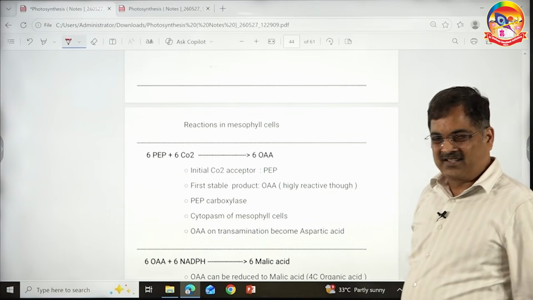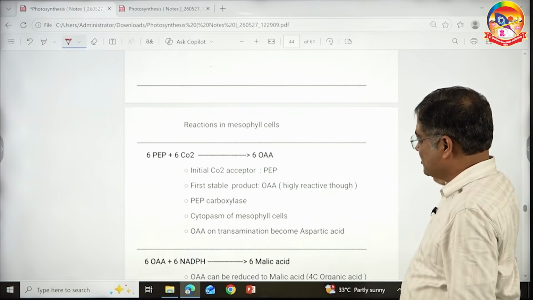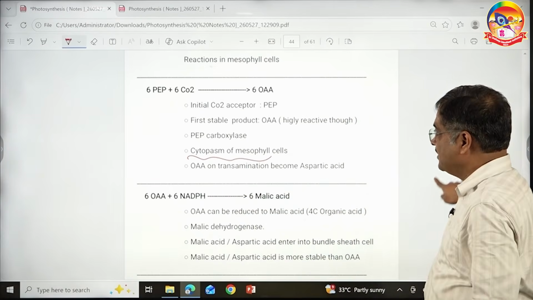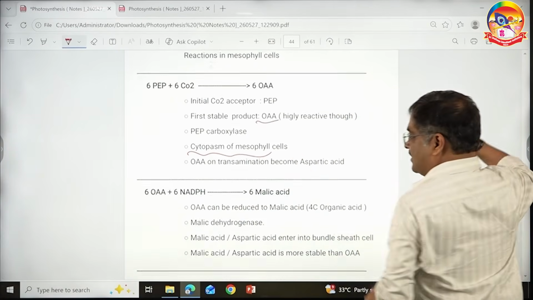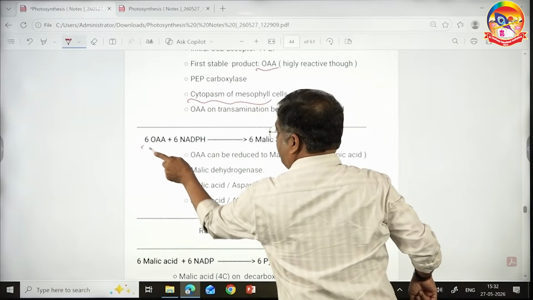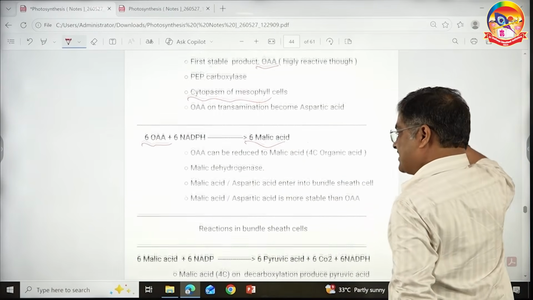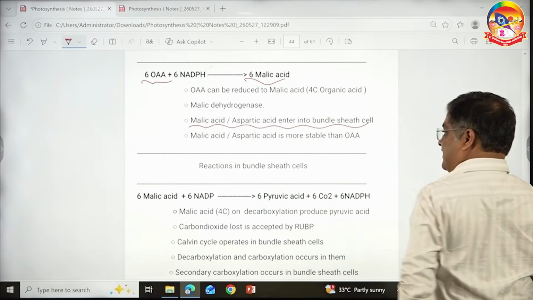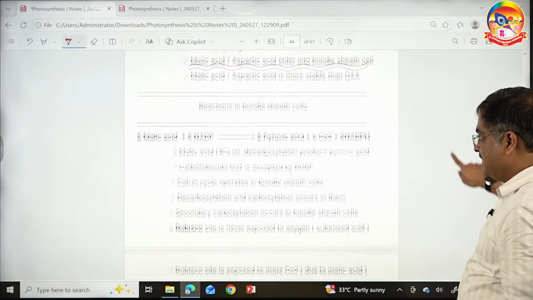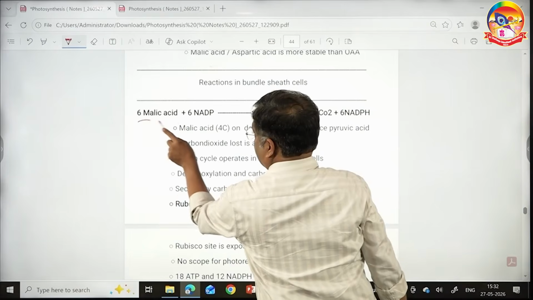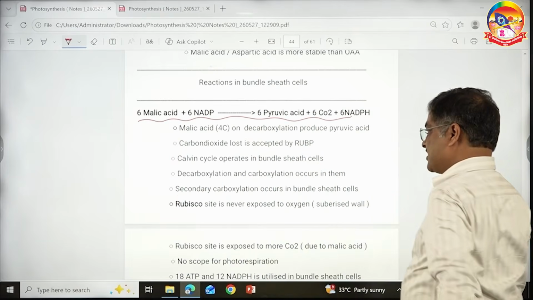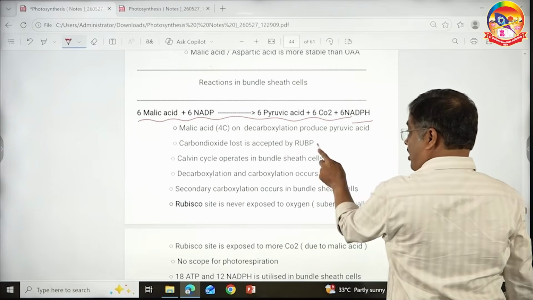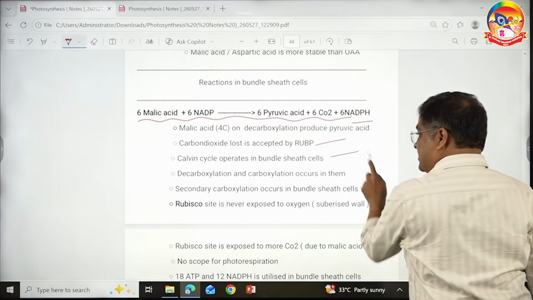I don't think all these reactions are needed. 6 PEP, 6 CO2, 6 oxaloacetic acid. Remember only one point, it occurs in cytoplasm of mesophyll. First stable product is this. And the 6 oxaloacetic acid will be converted to 6 molecules of malic acid. Malic acid or aspartic acid, either of them can enter the bundle sheath cells. Then this reaction is important. 6 molecules of malic acid is converted to 6 molecules of pyruvic acid. Decarboxylation. Carbon dioxide lost is accepted by RuBP. Calvin cycle operates.